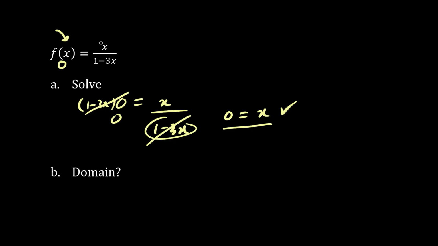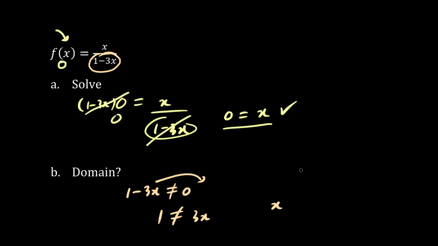Now, when we have a polynomial function, usually the domain is all real numbers. Everything is okay, except for when we break the rules. And the rule here for rational functions is when we divide by 0. So what we're going to say is the denominator, 1 minus 3x, does not equal 0. Throwing negative 3x to the right, we have 3x does not equal 1. And dividing both sides by 3, we have x does not equal 1/3 as the domain. And this implies that every other possible value of x is okay.